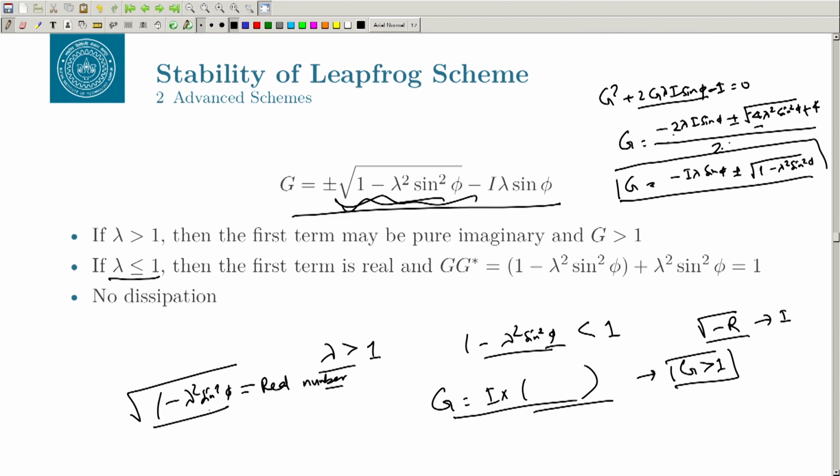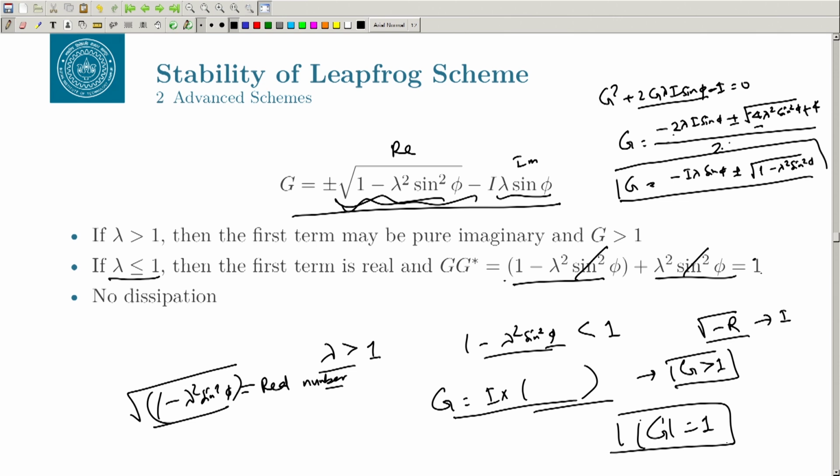Square root of lambda square phi, because this term is now positive, and then you can compute G star. So this is your real part and this is your imaginary part. Real square plus imaginary square will be your G star, and you can see that this will cancel out and G star will become 1. So it will have no dissipation. Your mod G is equal to 1.